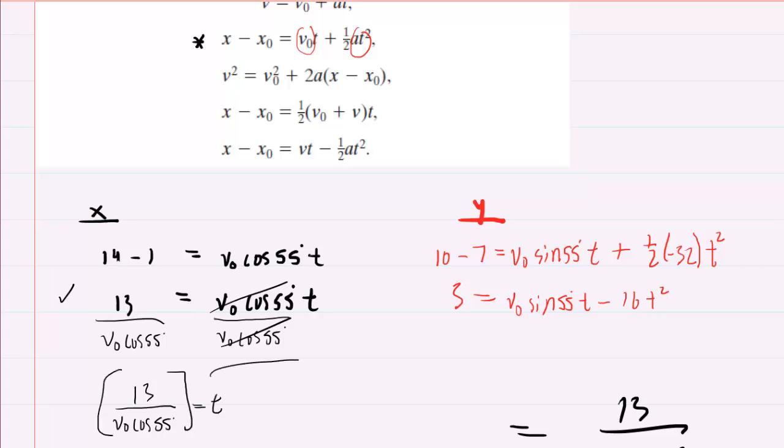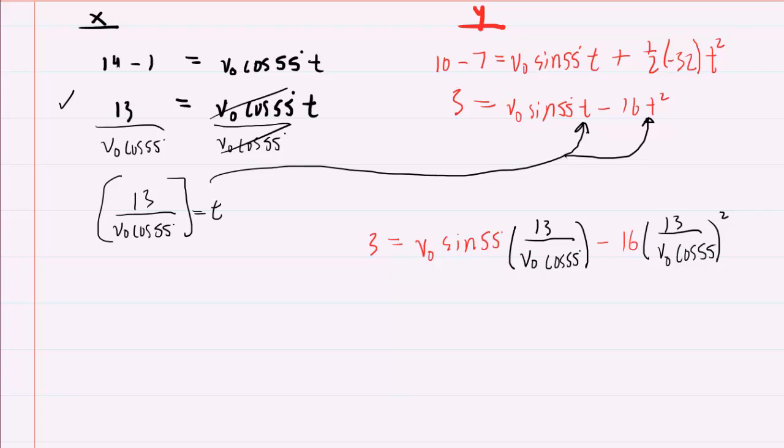We're going to take this value for time and we're going to plug it in here for t and then also here for t. So we've made that substitution. If we look carefully here, the v0s cancel out right here. And then if we look really carefully, we have sine 55 over cosine 55. We know from trig that that would be tangent of 55. So really this first term on the right side will become 13 tangent of 55, and then over here we have the minus 16 times this 13 over v0 cos 55 squared.